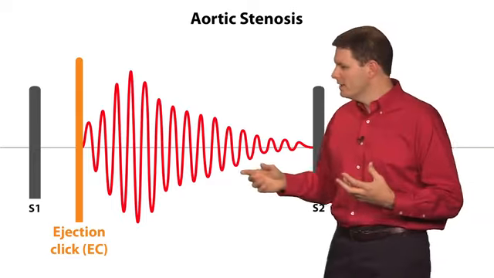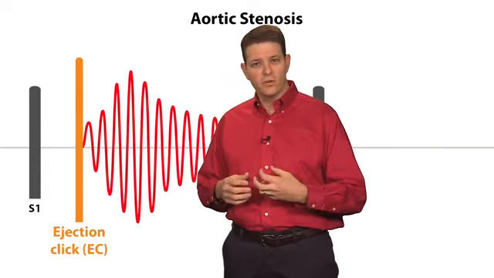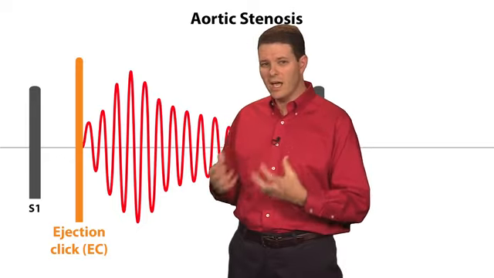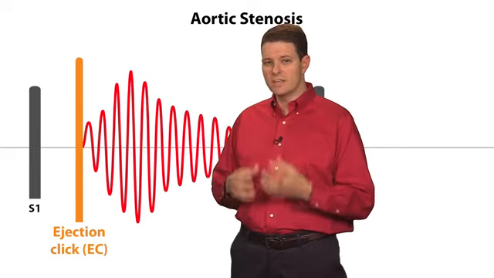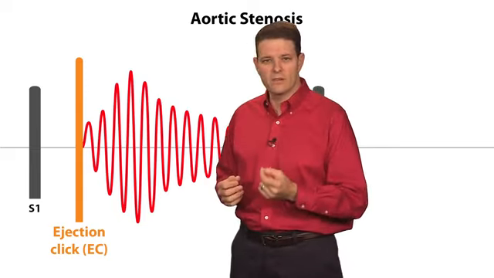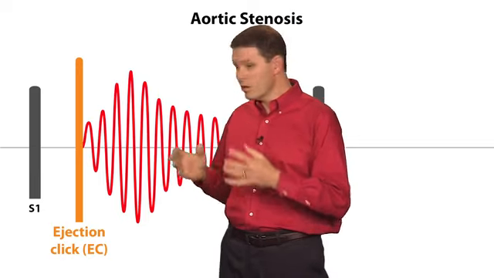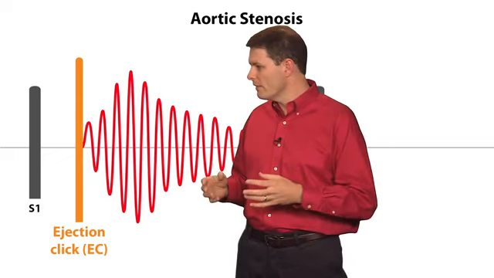So S1 is the sound of the mitral valve and the tricuspid valves closing. And right at first, the ventricles are contracting, but the pressure isn't high enough to open the aortic valve and the pulmonic valve yet. So the volume of the ventricles isn't changing, and this is isovolumetric contraction. So even if there is some aortic stenosis, right after S1, the aortic valve is still closed, and there's no blood flowing across it, so there's no murmur right after S1.